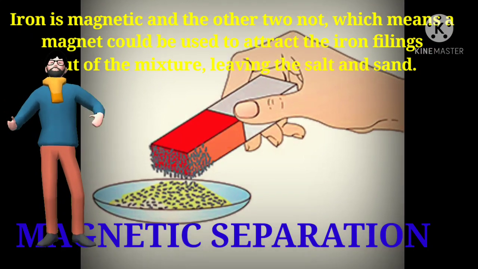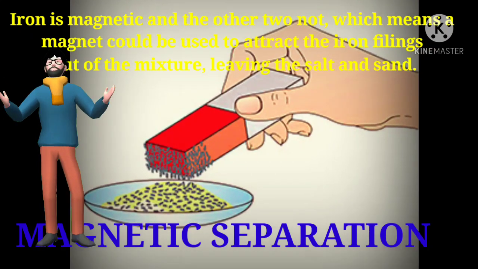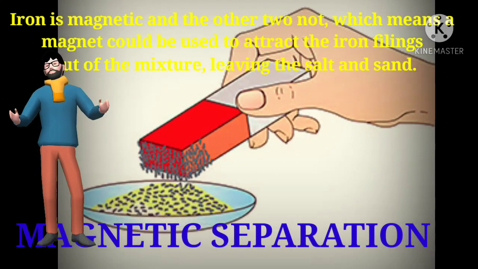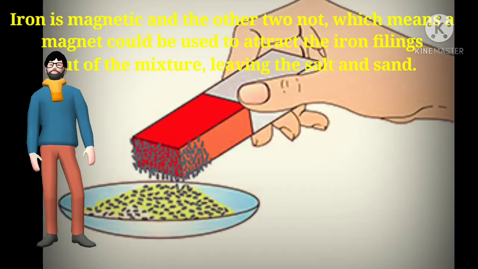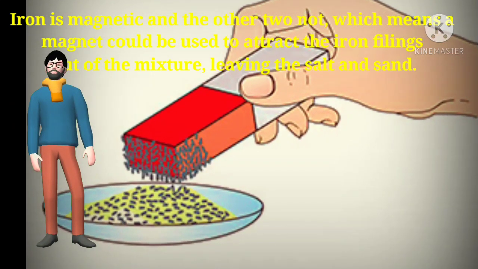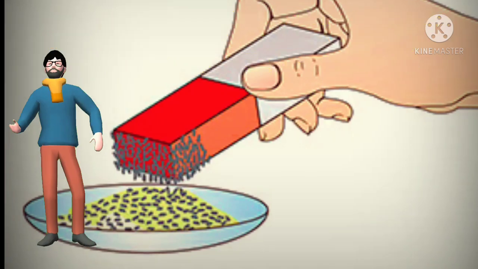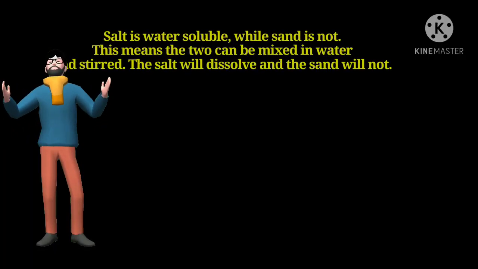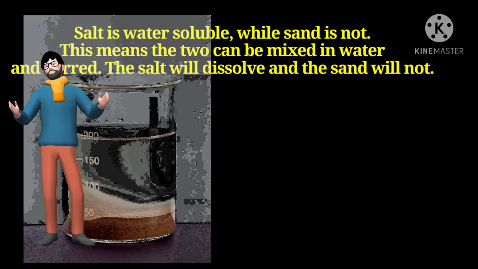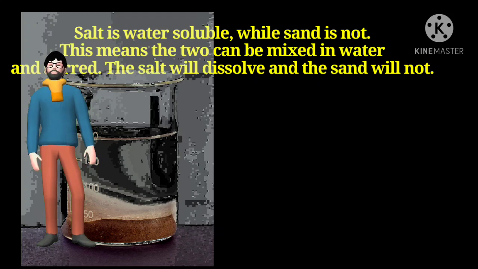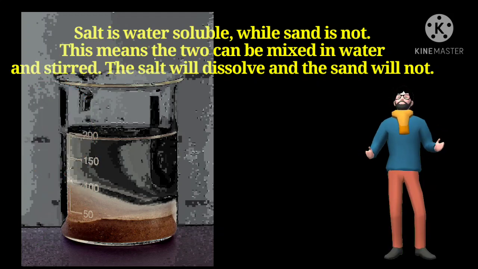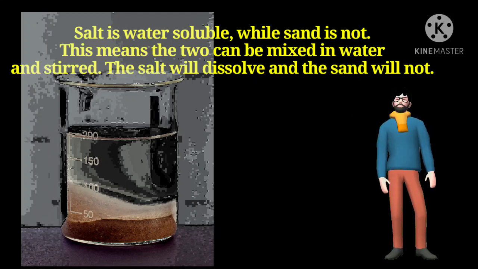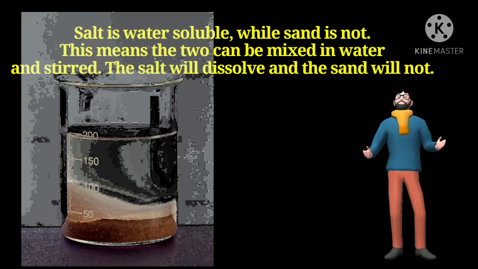Iron is a magnetic material and the other two are not, which means a magnet can attract the iron filings. And what will be left behind? Sand and salt. Then we will do what? We will dissolve the mixture in liquid, and we know that sand is insoluble in water. It will settle down at the bottom and salt will dissolve in water.